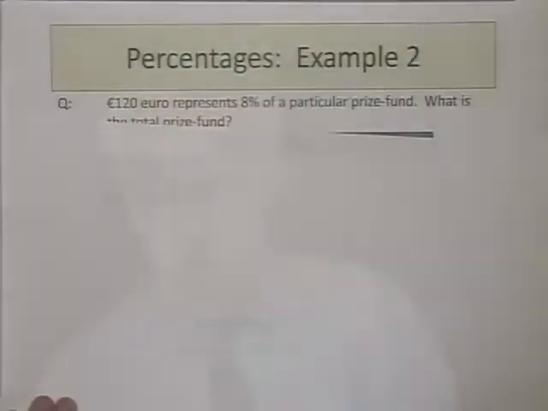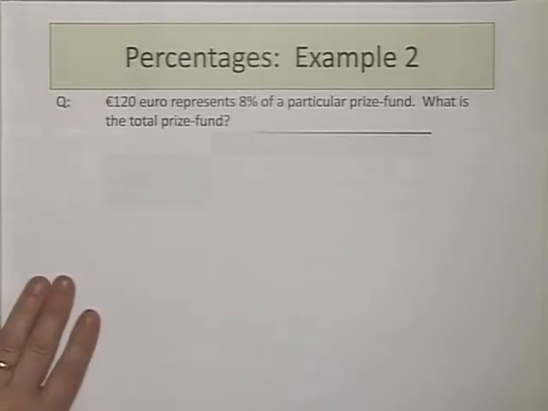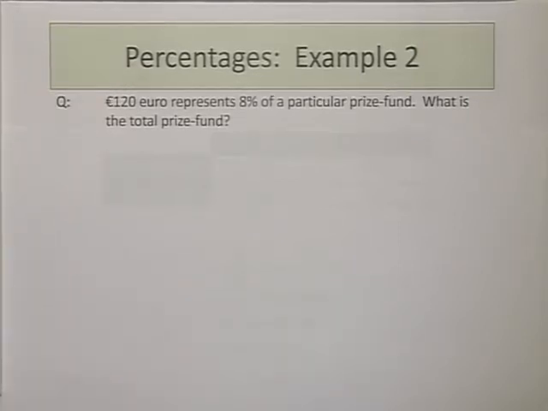So percentages, example 2. I'll leave this one to you. 120 euro represents 8% of a prize fund. What's the total prize fund? You now know that 120 is 8. What's the total? Is that okay?